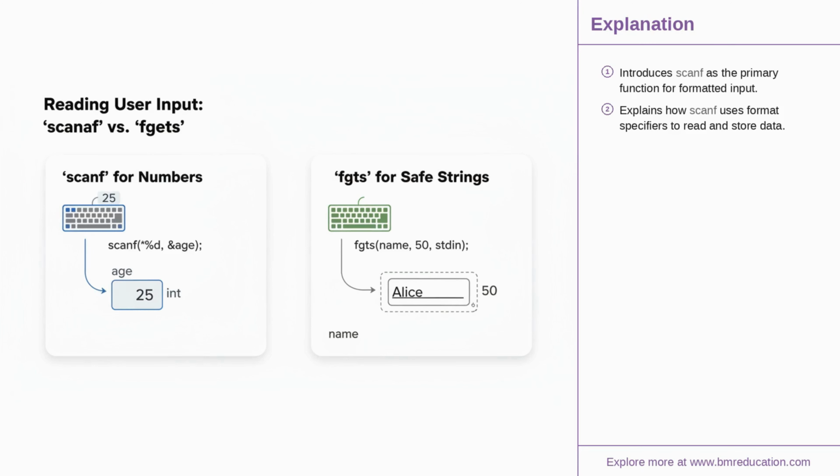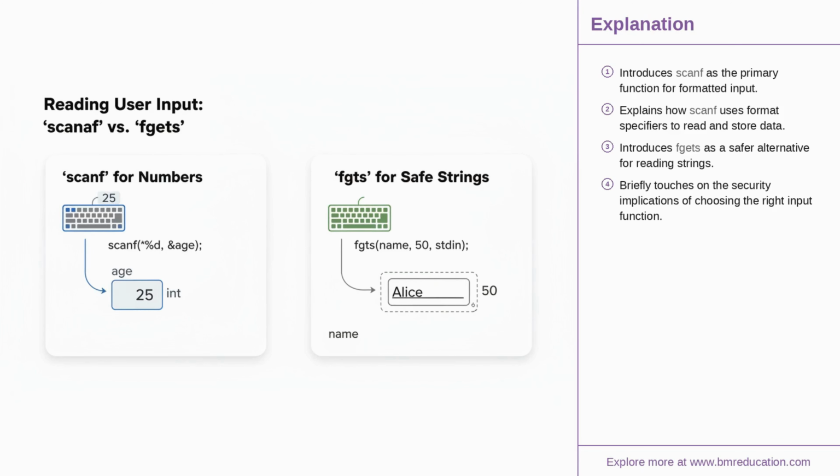Communication is a two-way street. To get input from the user, stdio.h gives us scanf. It scans the keyboard input for values that match the format specifiers you provide. For example, scanf("%d", &age) will wait for the user to type a number and press enter, then store that number in the age variable. However, for reading strings, a safer function called fgets is often preferred as it helps prevent common security issues.